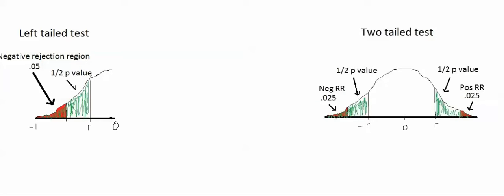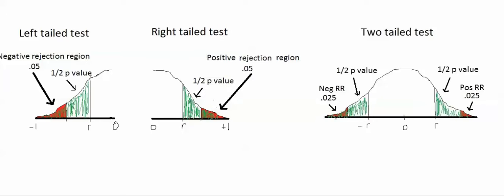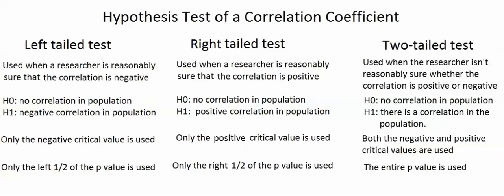Now what about a right-tailed test? The right-tailed test is just the opposite of the left-tailed test. If a researcher is reasonably confident ahead of time that the correlation is a positive correlation and not negative, the person will use a right-tailed test. And in a right-tailed test, the null hypothesis still says no correlation in the population, and the alternative hypothesis now says that there's a positive correlation in the population.